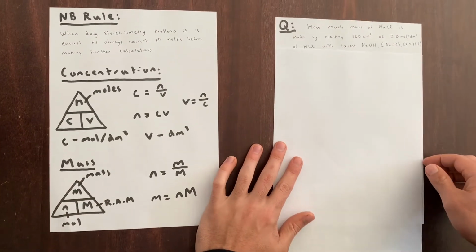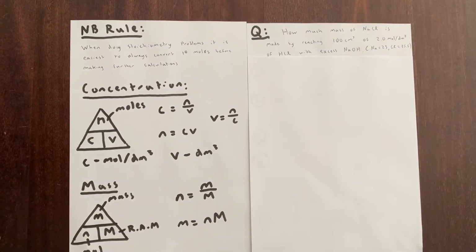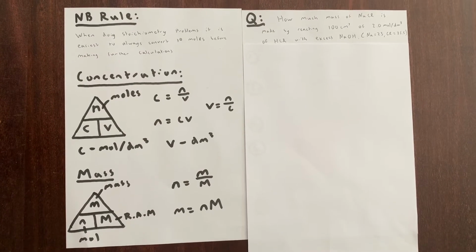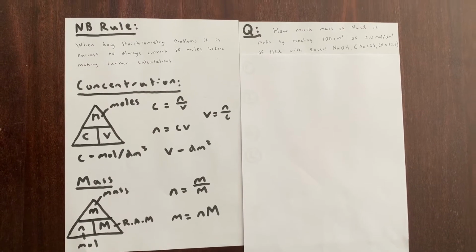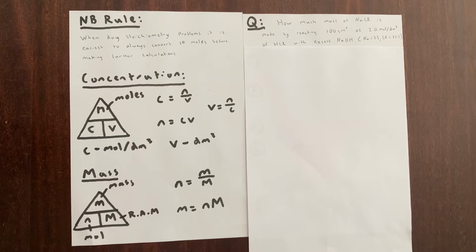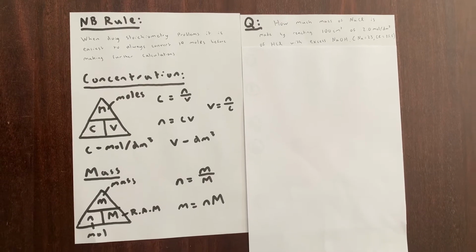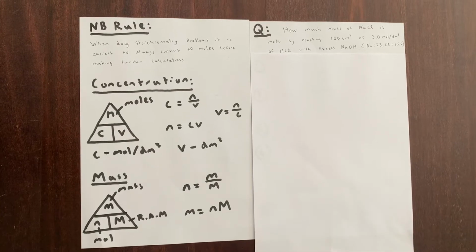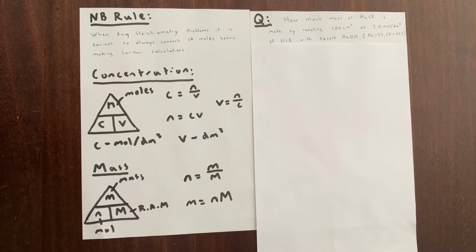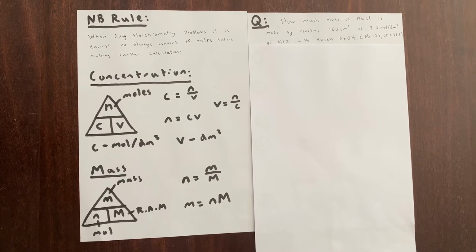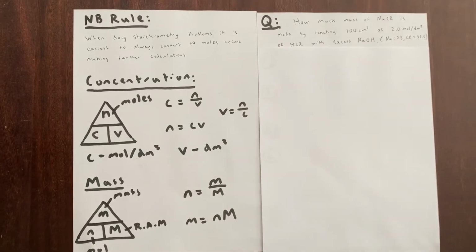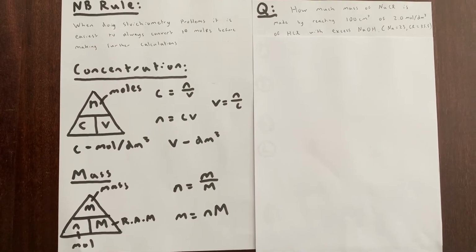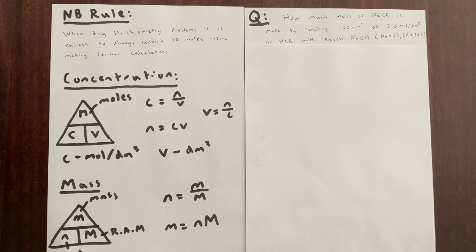The problem in question today is: how much mass of sodium chloride, or NaCl, is made by reacting 100 centimeters cubed of 2 moles per decimeter cubed of hydrogen chloride, or HCl, with excess sodium hydroxide, or NaOH? And then I've just put the relative atomic masses there so that we can use that further in the question, because we're going to have to give the mass of NaCl.